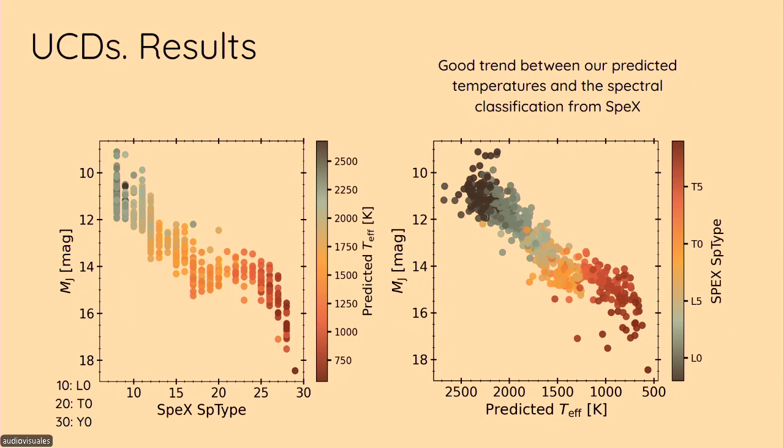And in our second plot, we just interchange the predicted temperature with the spectroscopic type, and we can see that the relation between the absolute magnitude in the J-band and the predicted effective temperature that we obtain is much more linear with the temperature than with the spectral type.